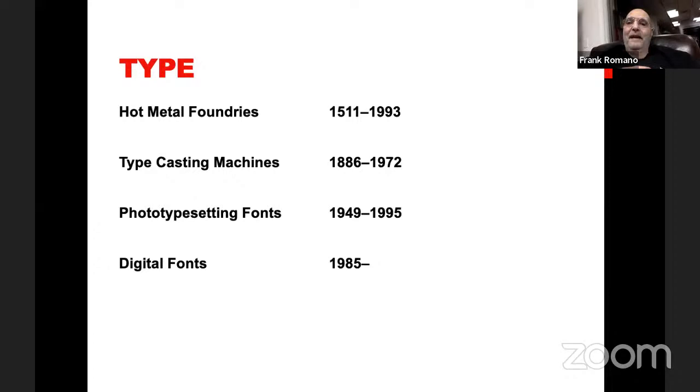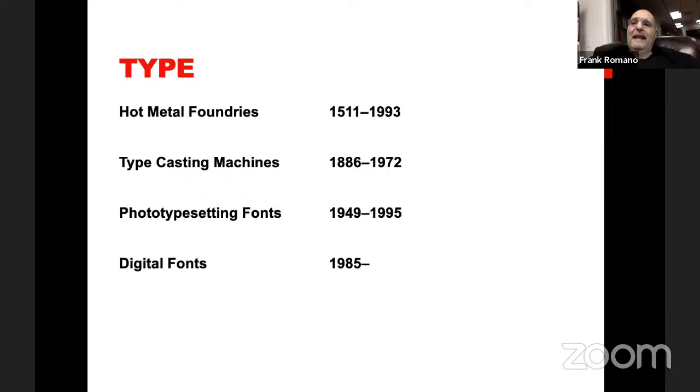The Linotype machine was its own type foundry. And so 1886 was the beginning of the typecasting era. We see the Linotype machine. Within a few years, we see the Monotype machine. Within a few years, we see the Ludlow machine. The last Linotype was manufactured in 1972. In fact, we have that machine here at the Museum of Printing.